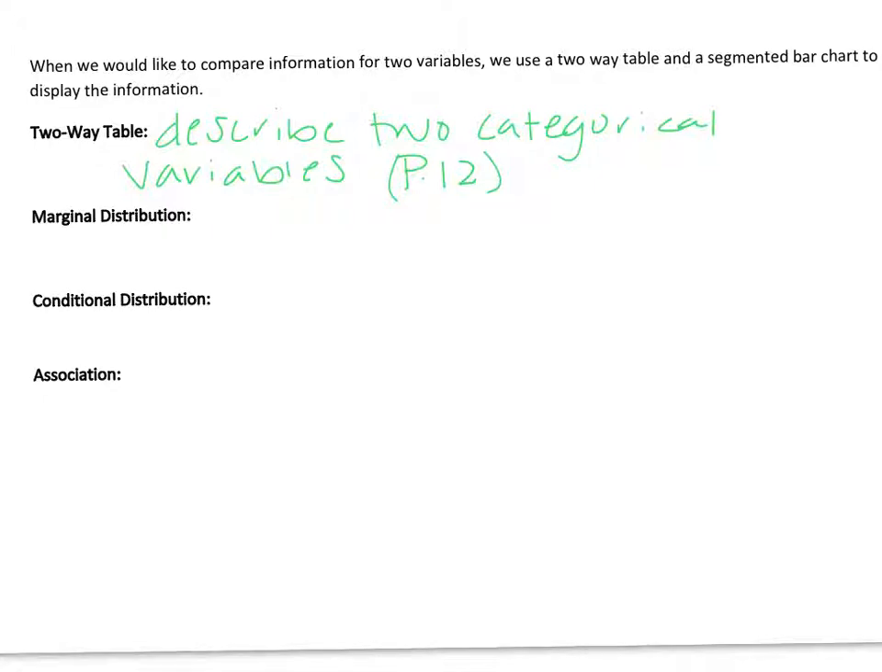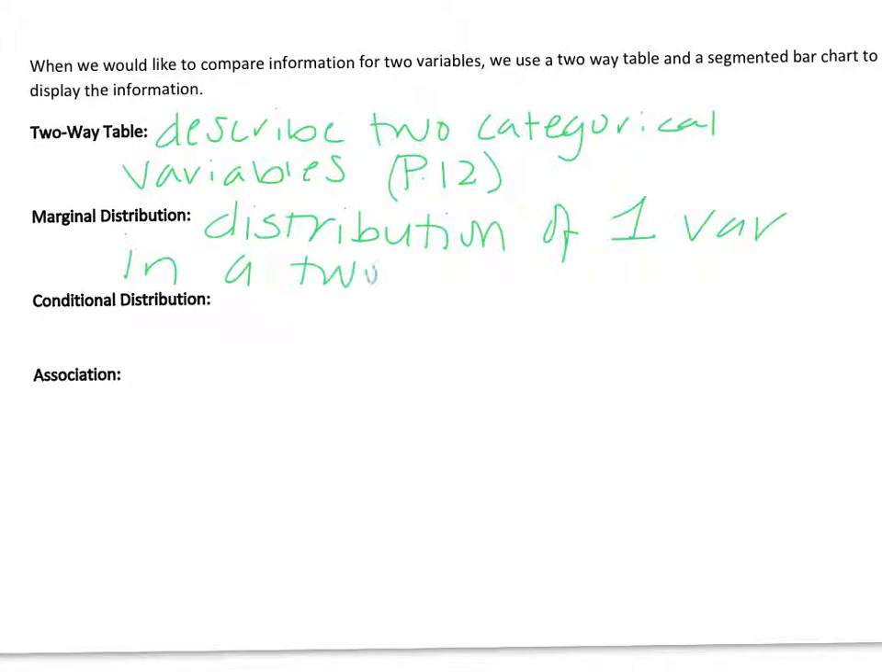Now, part of what we can do with this information in a two-way table is calculate what's called a marginal distribution. The marginal distribution gives us the distribution of just one variable in a two-way table. Okay, and this information is found along the margins of the table.